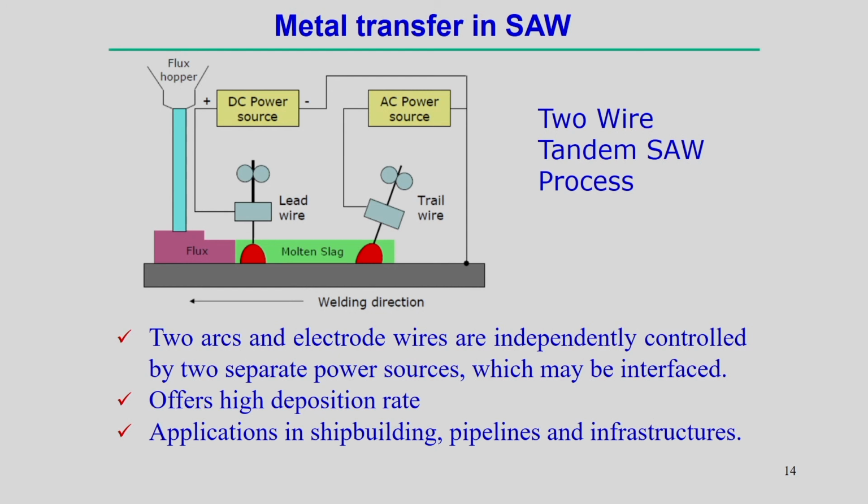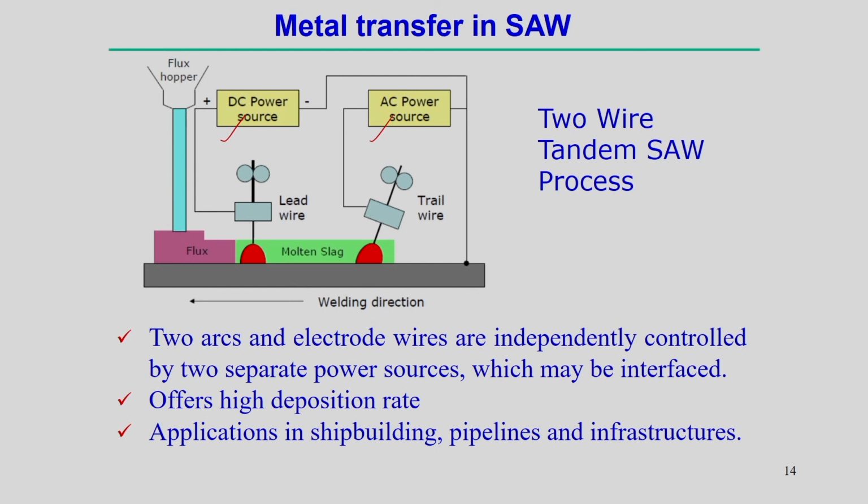This kind of development normally happens in the submerged arc welding process in association with metal transfer. Now, here you can see that the 2 arcs and the electrode wires are independently controlled. We can see this in the 2-wire tandem submerged arc welding process. Maybe the lead wire can be on a DC power source and the trail wire can be on an AC power source, such that metal transfer and deposition can be controlled.